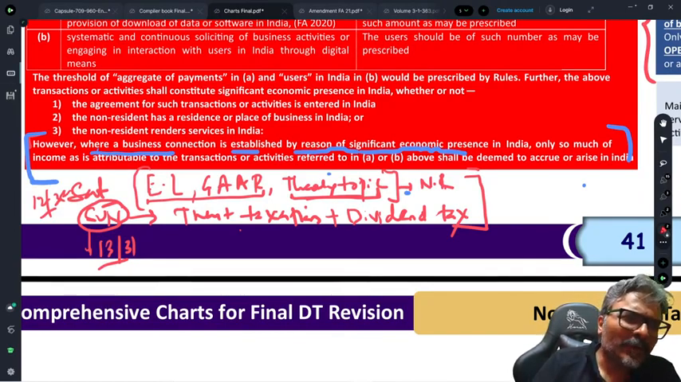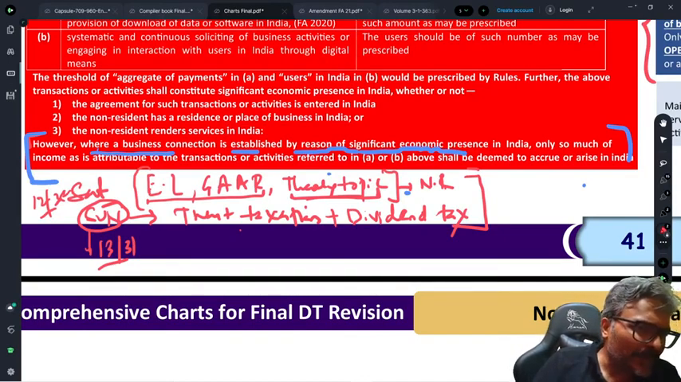REIT. Students are saying, what about REIT, AIF, and the buyback tax, the three particular areas? I will take that into account in March end, on the Saturday and Sunday which will fall in March end. Because now you can also see, all of you are aware, by March end we are getting it over.